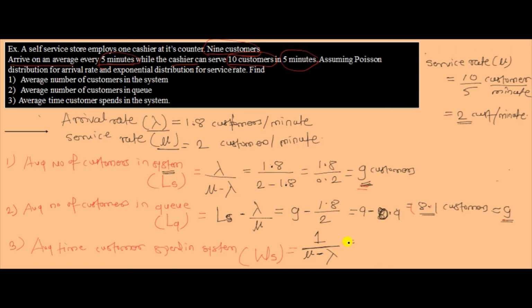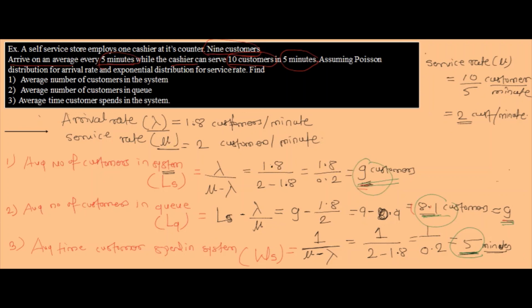Now we put the value. So 1 divided by the value of mu, which is 2, minus the value of lambda, which is 1.8, so it will come out as 1 by 0.2, which is nothing but 5 minutes. So the average waiting time spent by a customer in the system is 5 minutes. Our required answers are: the average number of customers in a system is 9, the average number of customers in a queue is 8.1 or 9, and the average waiting time in the system is 5 minutes.